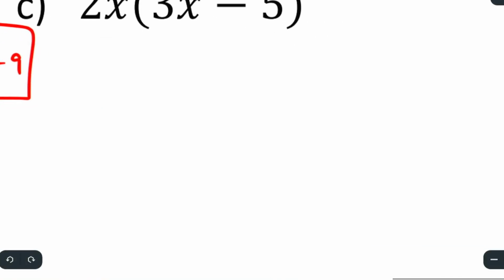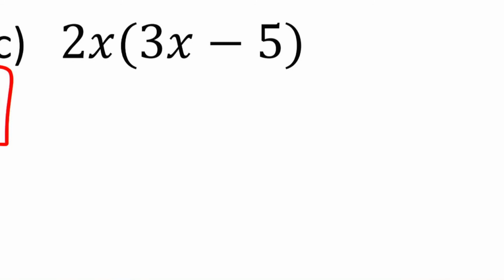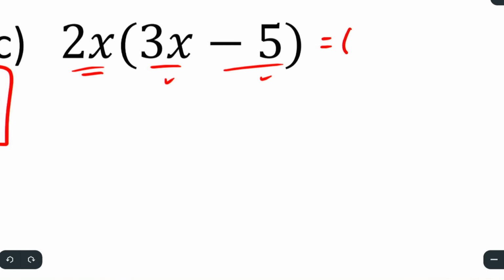And then finally, the last one here, this is simplest form of the distributive property, right? I don't require an area model for this, and I don't think you do. I'm going to be multiplying this 2x by both the 3x and by the -5. So I get the product here is equal to 6x squared and then minus 10x.